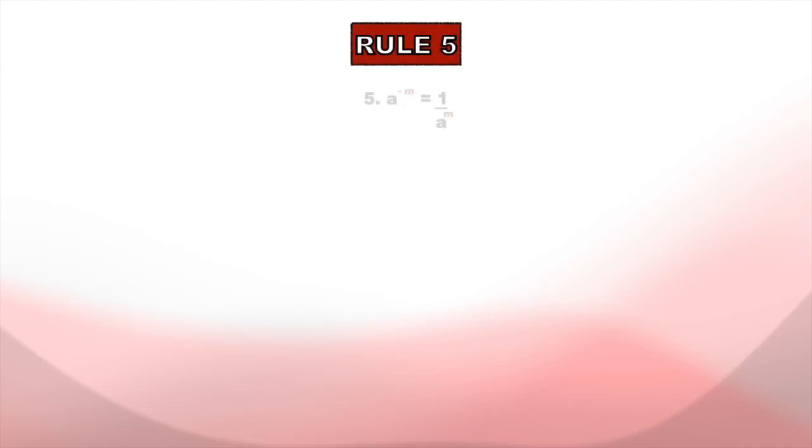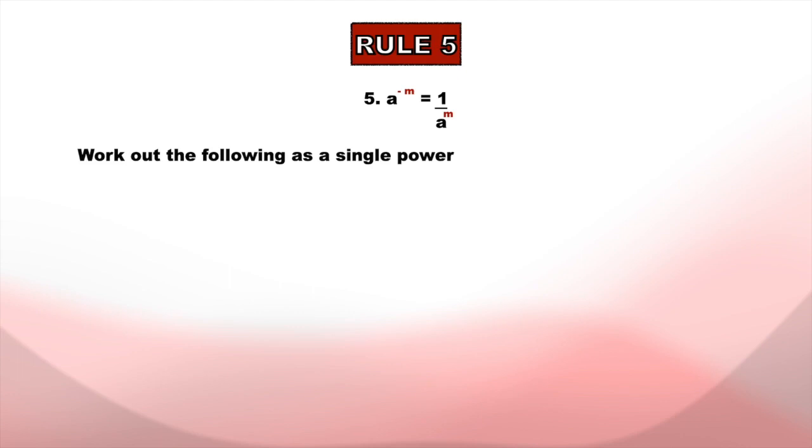Rule 5, which is a to the power of minus m is equal to 1 divided by a to the power of m. So this allows us to make the negative exponent positive. Part A, y to the power of minus 2. So all we do is 1 divided by y, and then we make the exponent positive, so 2. Part B, which is 2 to the power of minus 3. So we do 1 divided by 2 to the power of 3. And since we can solve that, it would be 1 over 8.